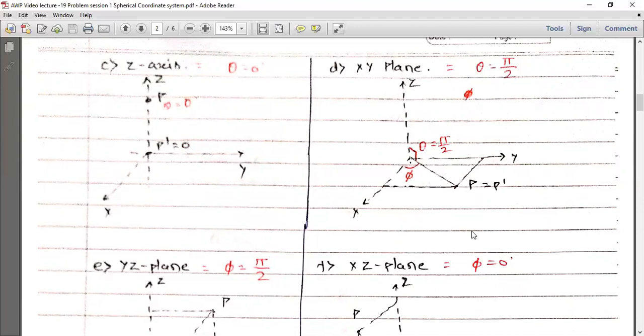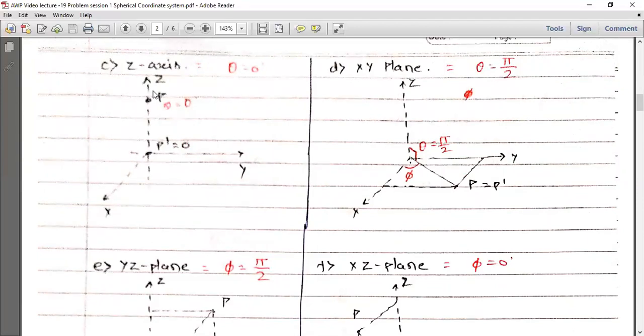So the point P here is lying on the z-axis, and if we try to find the first coordinate, that's the distance of this point P from O, it depends on the position of point P. If the position of point P varies along the z-axis, this distance will vary. So it is not general. We cannot say anything in general about the distance of point P from the origin, or the first spherical coordinate.